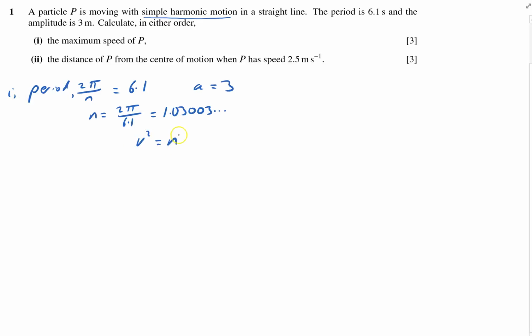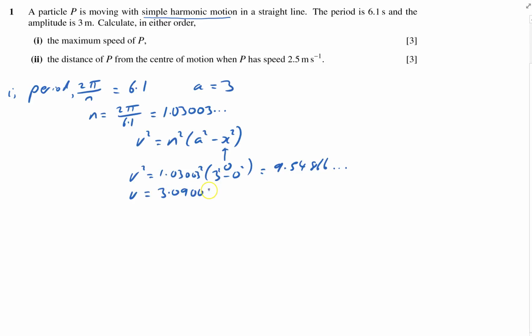v squared equals n squared times a squared minus x squared. And so the maximum speed will occur when x is 0. So putting that in, I get v squared equals n squared, which is 1.03003 squared, times by 3 squared minus 0 squared, which equals 9.54866. And so v equals the square root of that, which is 3.09009. Obviously give it to 3.09.